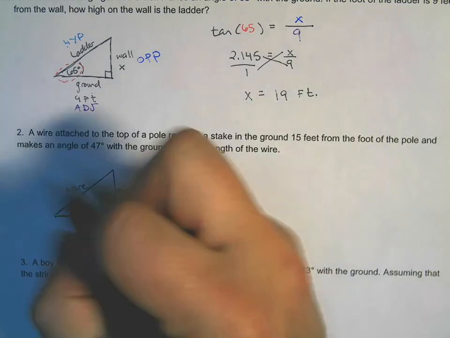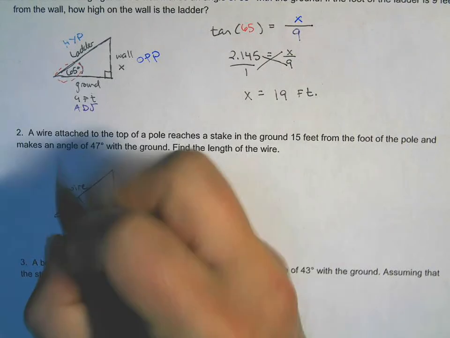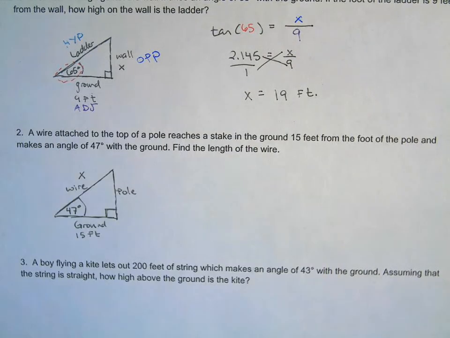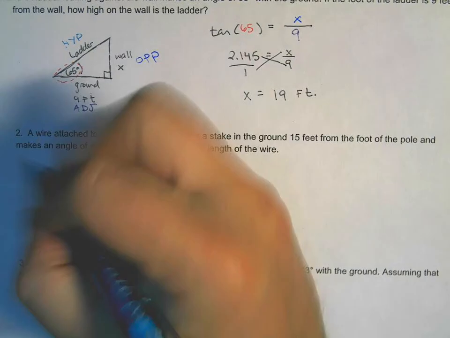And find the length of the wire. So we're trying to find this length. So this will be our x up here. Okay, we have our picture drawn. Now let's label it for our trigonometry.